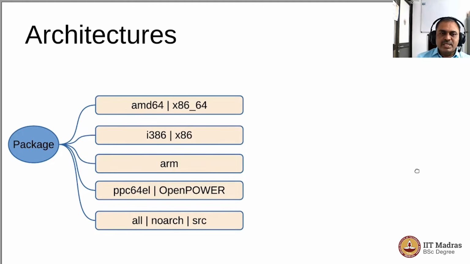Linux operating system is available for a wide variety of architectures. So in the past we had the 32-bit hardware, so we would have Linux for i386 architecture or x86 architecture.